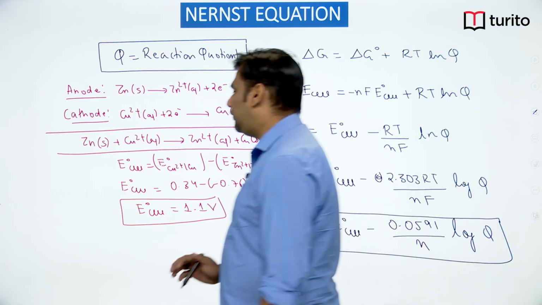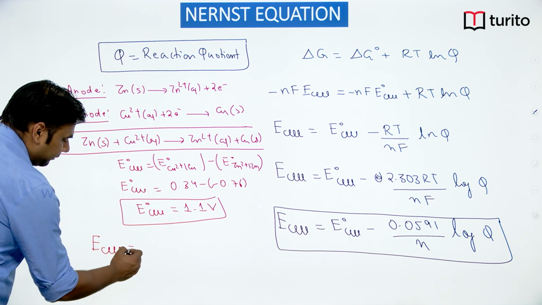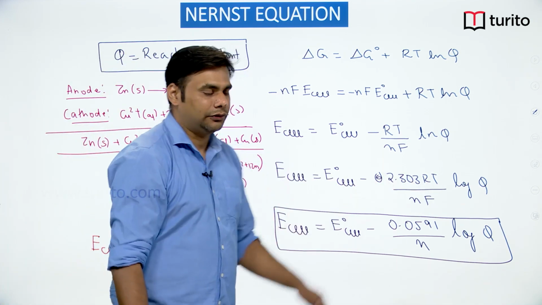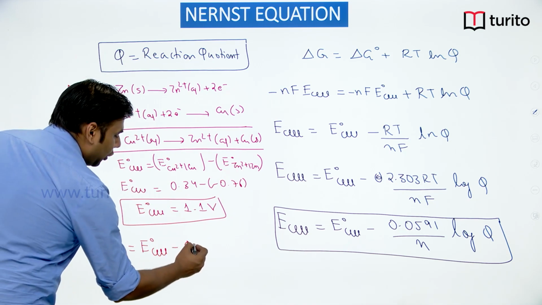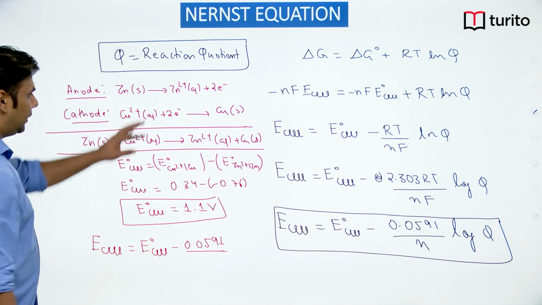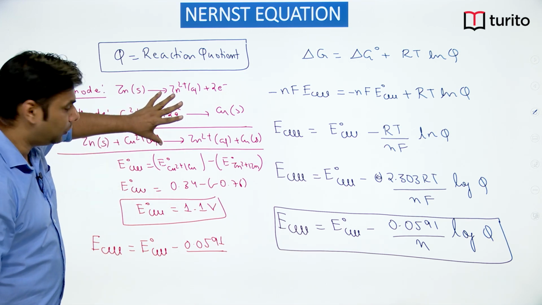The relationship between E cell and E naught cell is given by the Nernst equation. So E cell would become E naught cell minus 0.0591 upon n. You can see that n is always the number of electrons exchanged between cathode and anode.